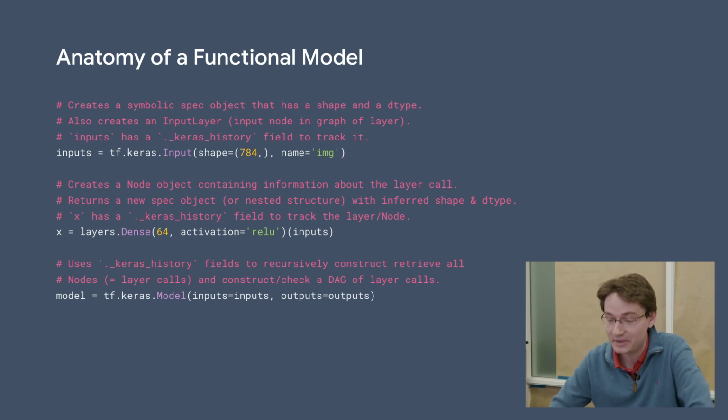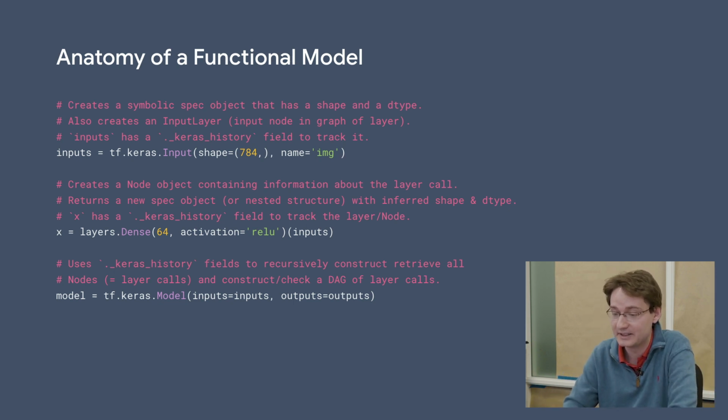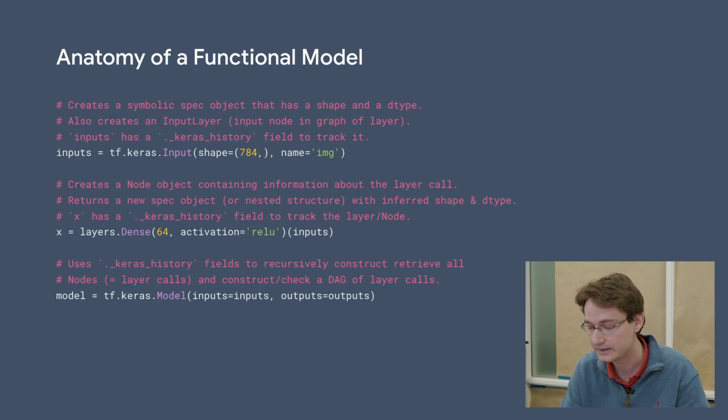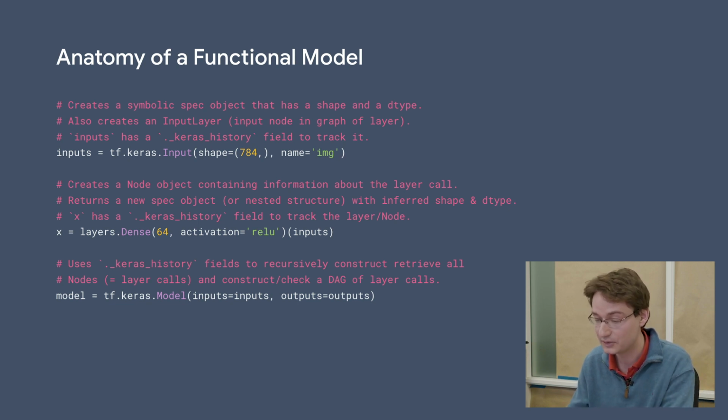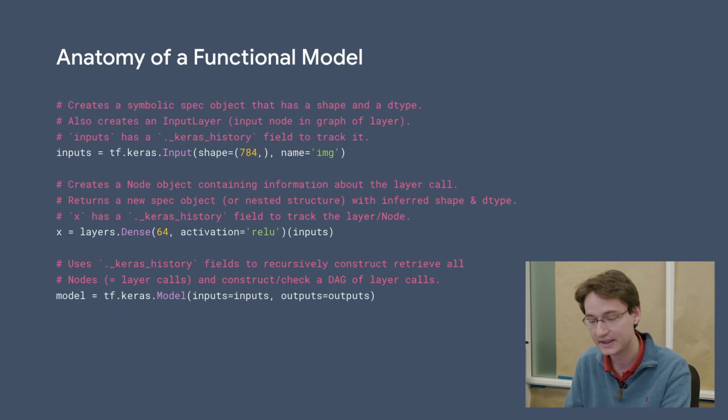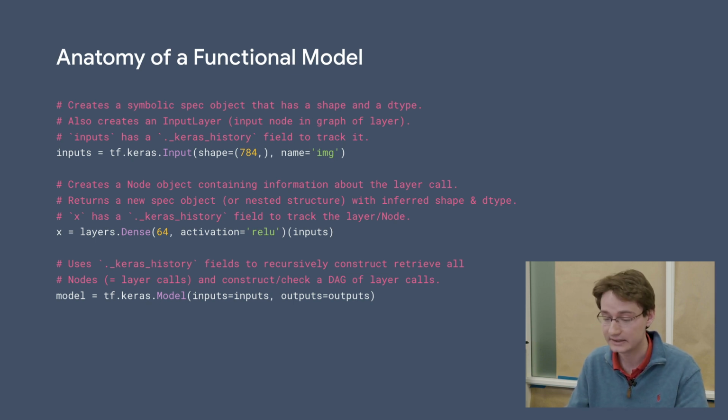Okay, so what actually happens when you build this functional model? Let's go in detail. When you instantiate this input object, it's basically this spec object with a shape and dtype. When you create it, it also creates an input layer, which is basically a node in your graph of layers. And this input object is going to have an underscore Keras history field of metadata on it that tracks who created it, where it comes from.